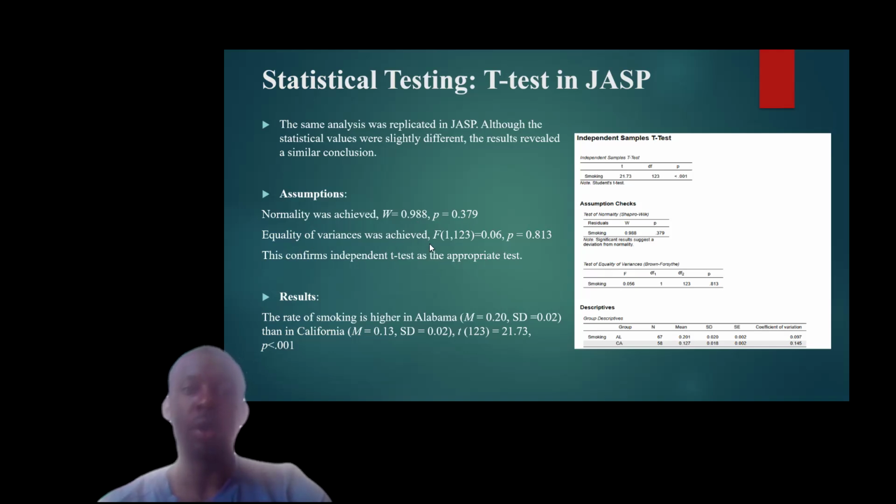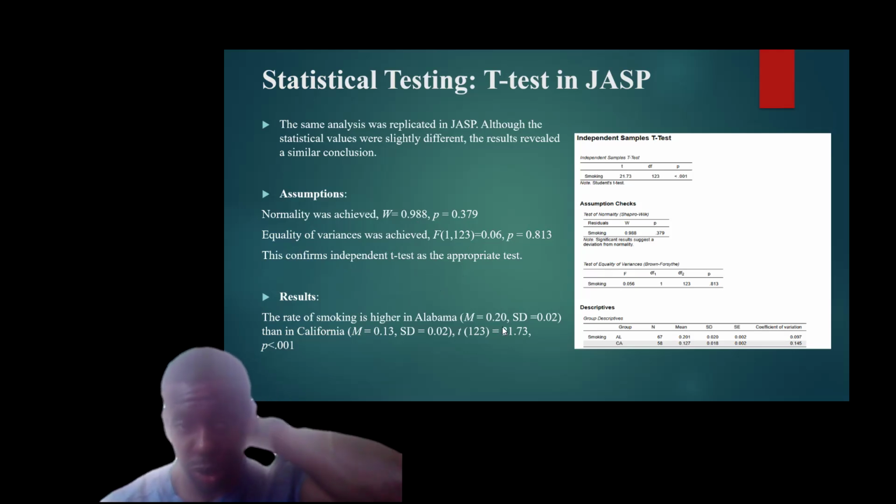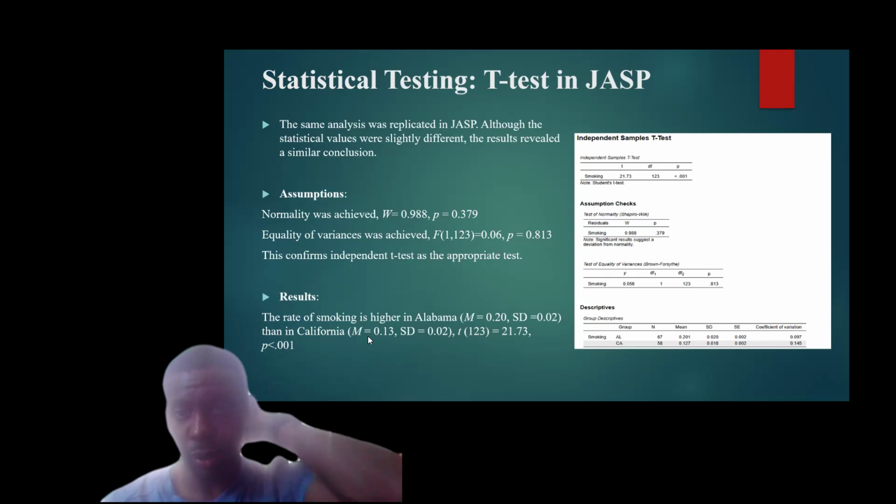Equality of variances was achieved, with F of 1.123 and P showing 0.813. This confirms the independent t-test as the appropriate test. As a result, you can see that the smoking rate is higher in Alabama, at 20%, and California showed 13%, and P was less than 1%.